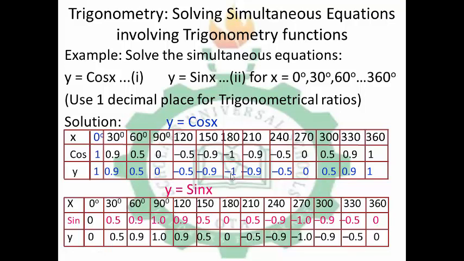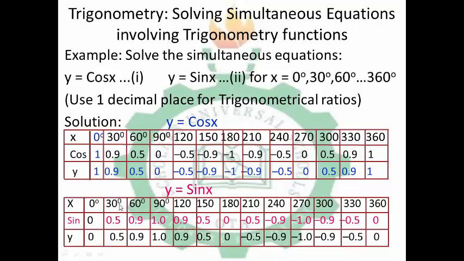We can do the same thing to construct a table for y equals sine x. For example, we have this x again up to 360 degrees at 30 degree intervals. Then sine 0 degrees is 0. And y equals sine x, so if sine 0 degrees is 0, therefore y equals 0.